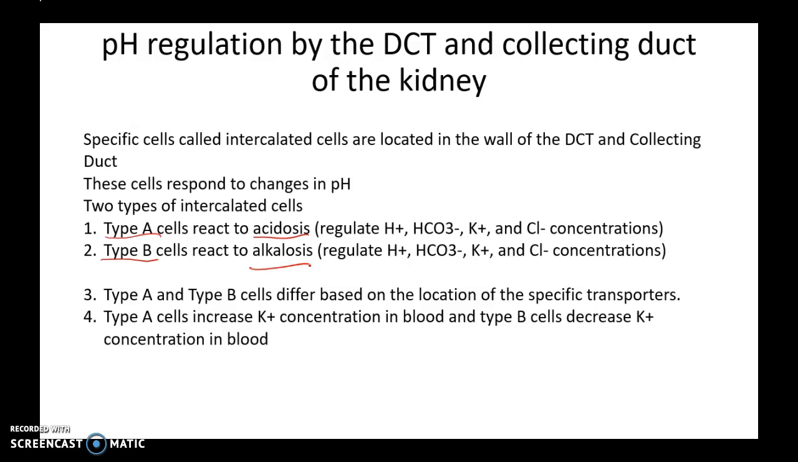Type A and type B are exactly similar. The only difference between these two cells is the location of the transporters. So they have the same transporters, but the location of the transporters is different. And that leads to some basic differences in type A and type B cells, which includes that type A cells increase potassium concentration in blood and type B cells decrease potassium concentration in blood. So let's take a look now.